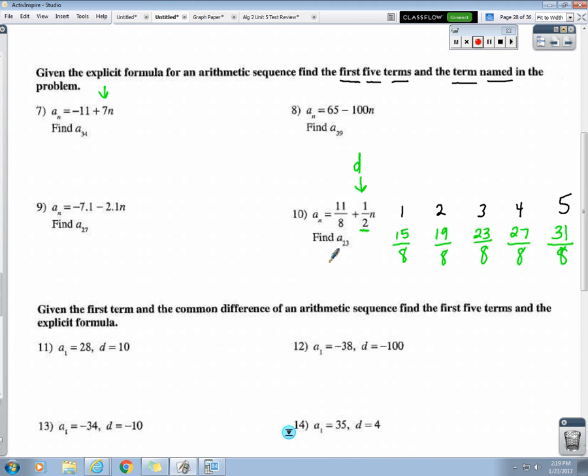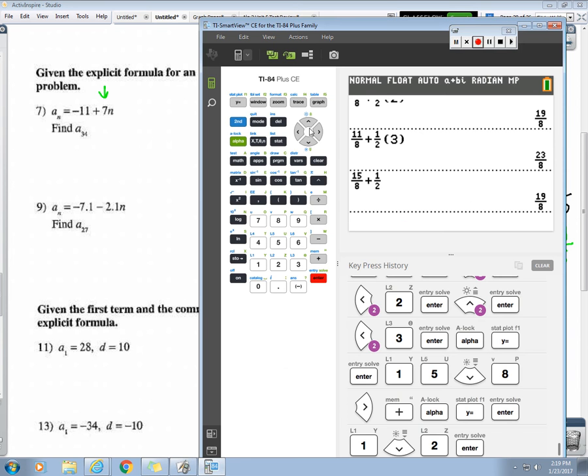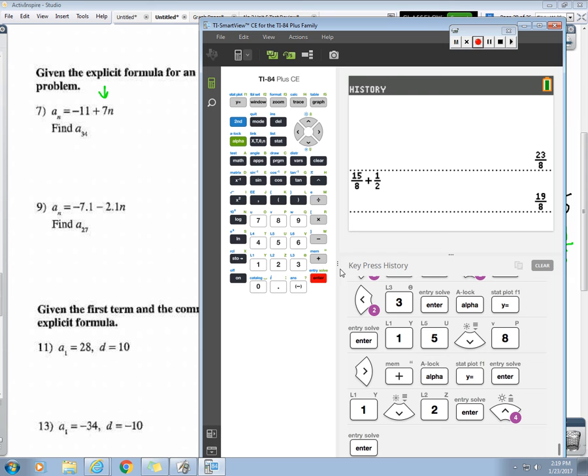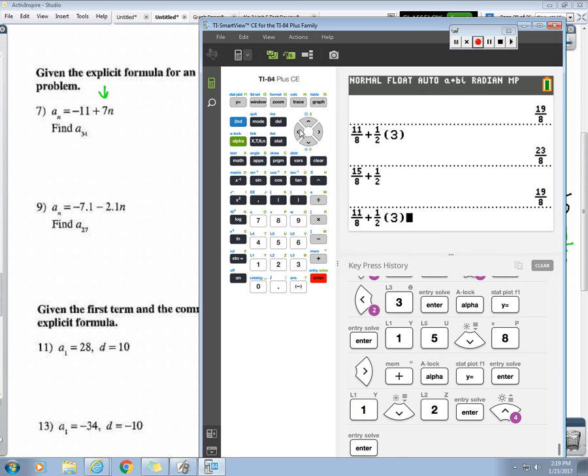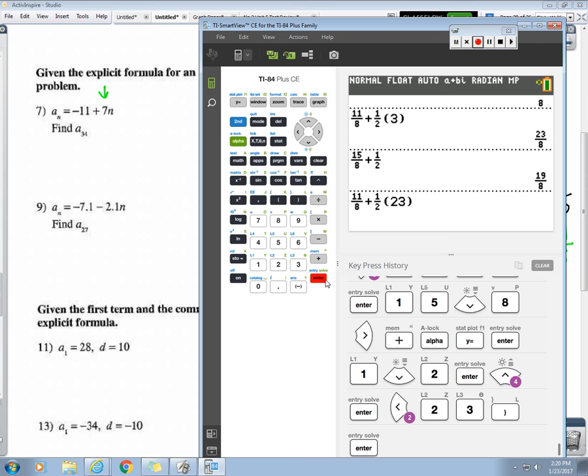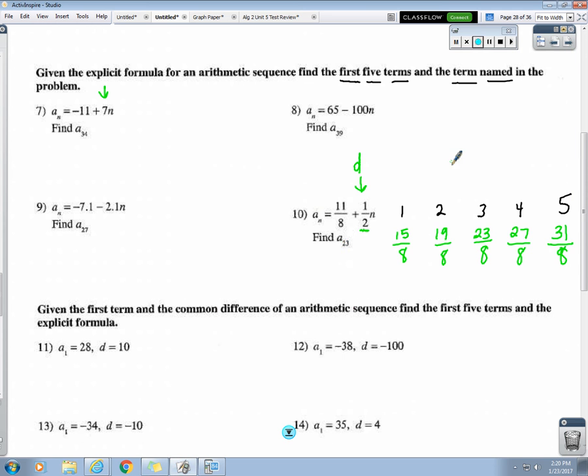Okay, now we have to find a sub 23. So I'm going to highlight where I typed in the explicit formula, which was this one. I'm going to hit enter so it'll copy and paste it. And then in the n place, I'm going to plug in 23 for the 23rd term. And it is 103 over 8. So a sub 23 equals 103 over 8.